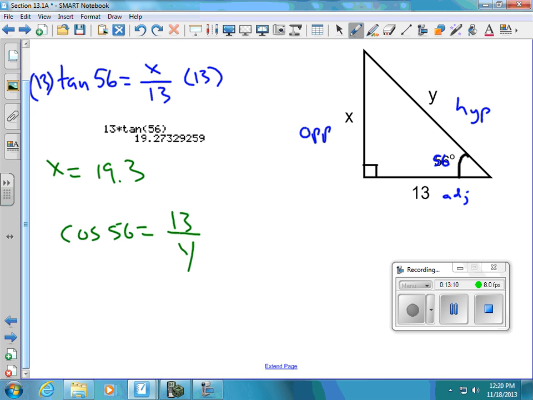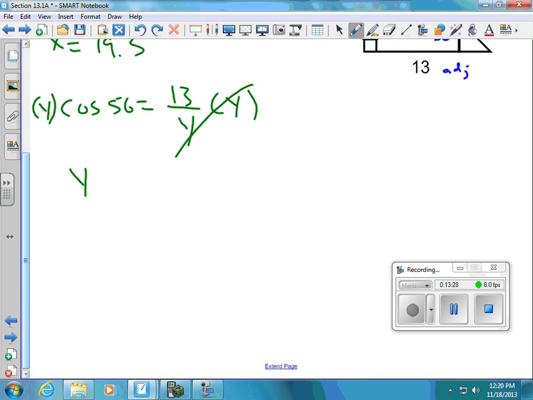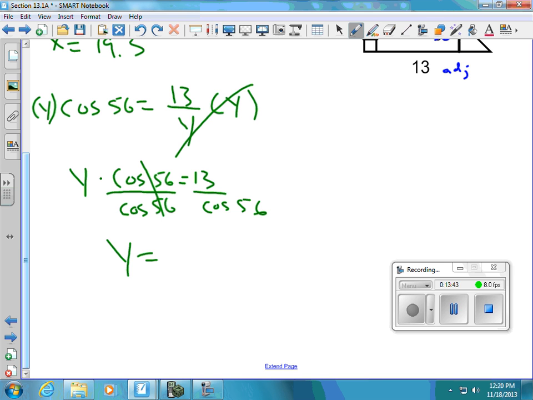I like to use sine, cosine, and tangent because those are the buttons on our calculator. First of all, we want to get y by itself, but we can't have y in the denominator. So we're going to multiply both sides by y. Normally we don't do that, but I can't solve for y when it's in the denominator of a fraction. So y times the cosine of 56 equals 13. Cosine of 56 is just a number. When I put it in the calculator, it just gives me a number. I can multiply and divide by that on both sides just like any other number. And so y equals 13 over cosine of 56.